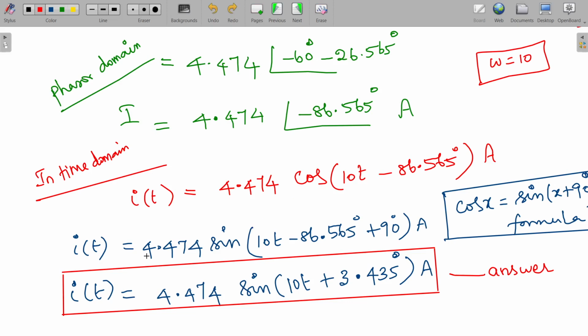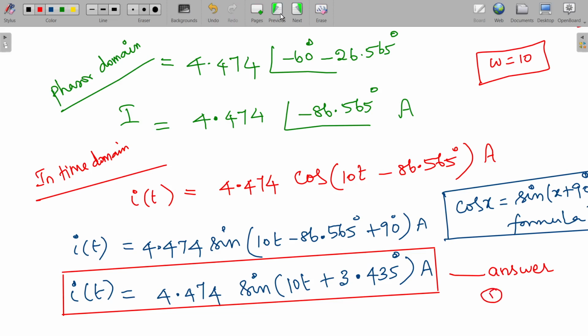So you can write it as 4.474 sine of 10t minus 86.565 degrees. That means this whole thing represents your x here. So that x plus this 90 degrees will be there. So we get the answer: i of t is equal to 4.474 sine of 10t plus 3.435 degrees amperes. So we got the first answer here.